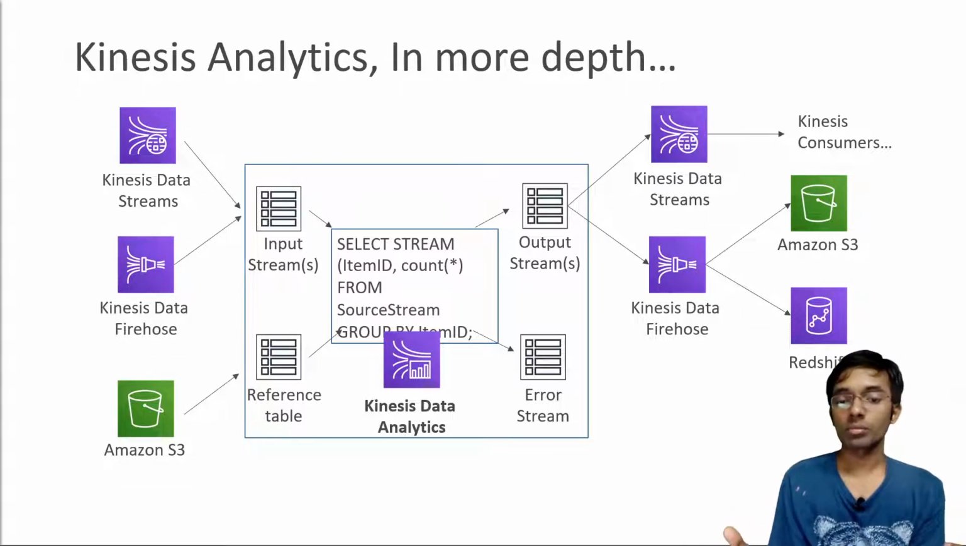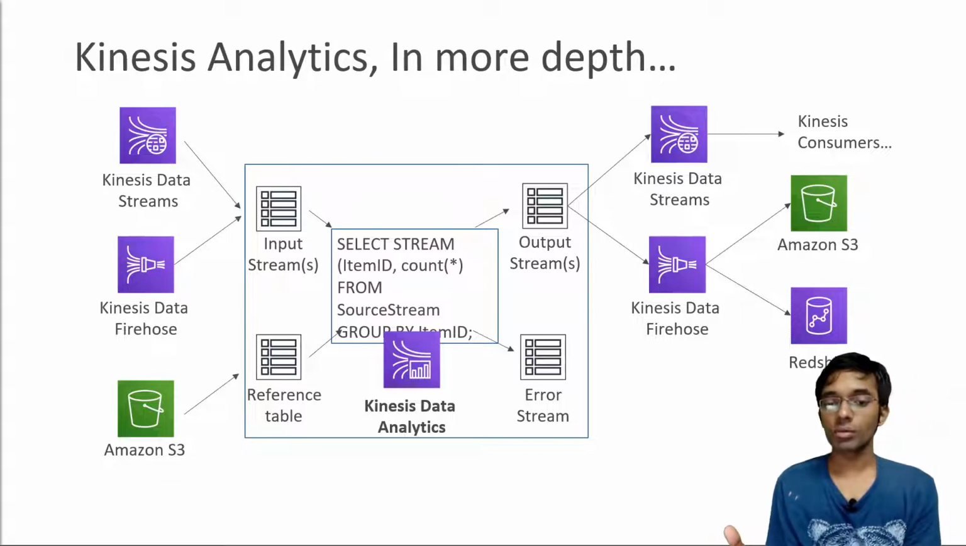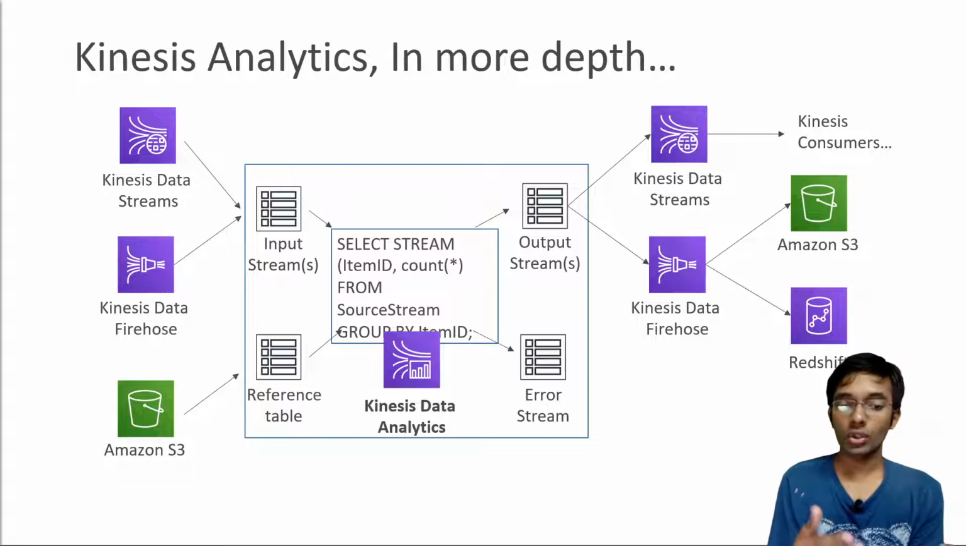Here's the query, and it says count how many items by item ID, and you are going to use the reference table as well. Then you create output streams, which are the result of that query in real time. There's also going to be an error stream in case, for example, something that was supposed to be a number is in fact a letter, and so you are going to get some errors.